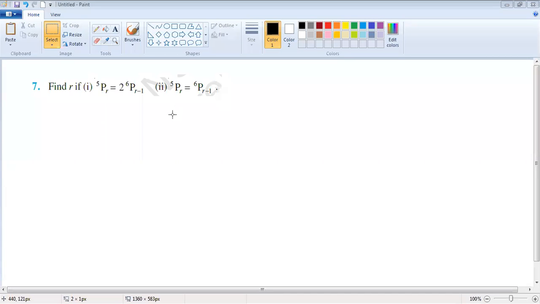Look at the 7th question. There are 2 questions there. So उसमें से एक हम क्लास में करेंगे. Look at that first one. 5Pr is equal to 2 times 6P(r minus 1). So what's the value of r? So 5Pr, question number 1 we are doing.